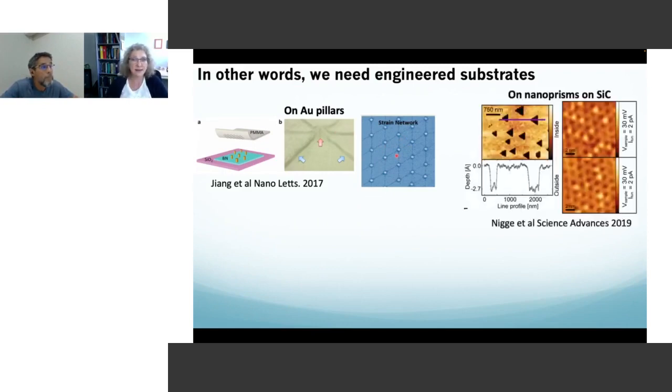Another experiment where they design a kind of substrate and they follow what happens with the graphene membrane, where they drew nano prisms in silicon carbide, and they were able to show that graphene falls into these prism-like holes. And of course, there is a huge strain in these areas where the membrane has to accommodate to the underlying substrate.